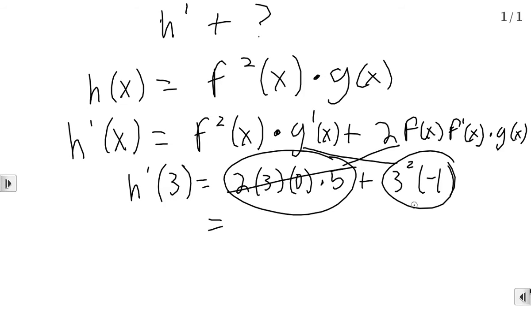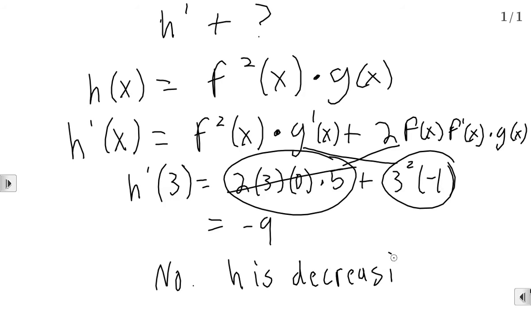This is, or multiplies to 0. This is 9 times negative 1. Oh, it's negative 9. No. H is decreasing. And then if we wanted to go the full Monty, we would say because h prime is negative. But honestly, if you've worked out h prime and gotten to a negative number, and then you say therefore h is increasing, it really is kind of implicit that you understand what this means.